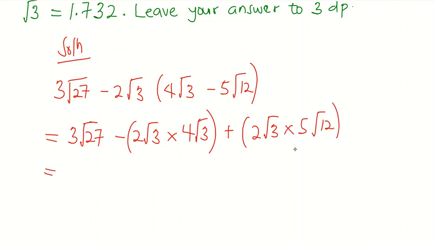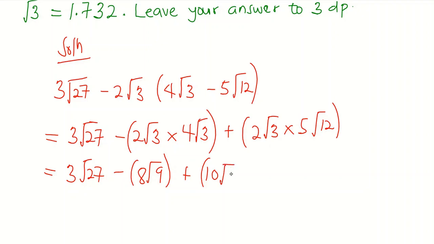Now we can expand our expression, so we have 3 square root of 27 minus, now when 2 multiplies 4, we are going to get 8, and square root of 3 multiplies square root of 3, we are going to get square root of 9. Now plus 2 multiplies 5, we have 10, and we can see that square root of 3 multiplies square root of 12, then we are going to get square root of 36.